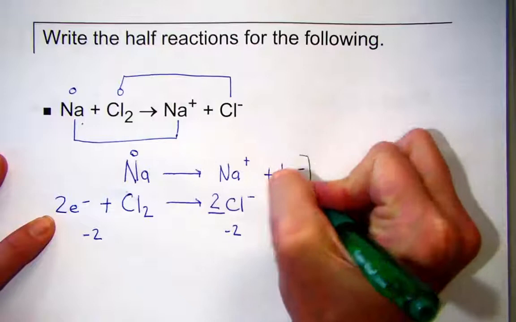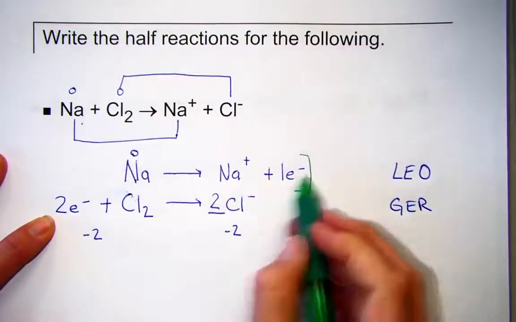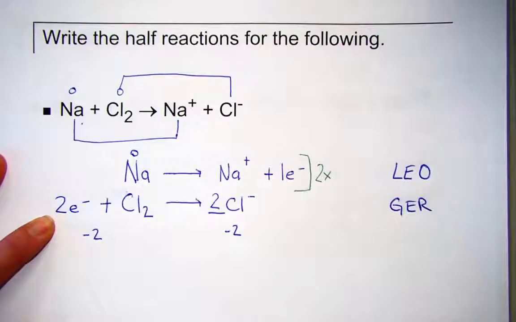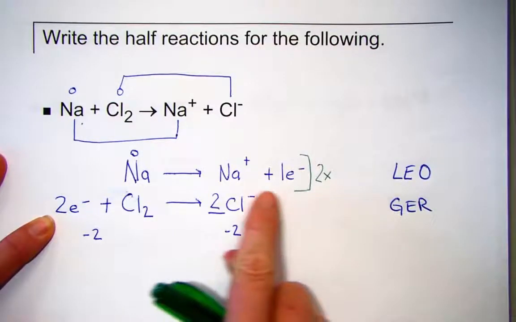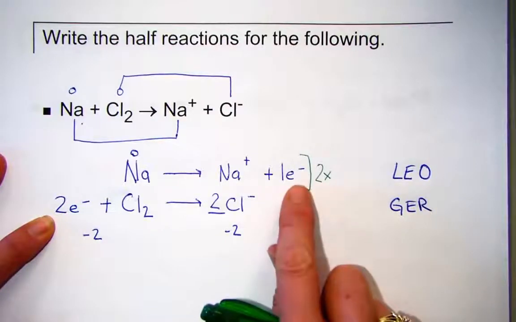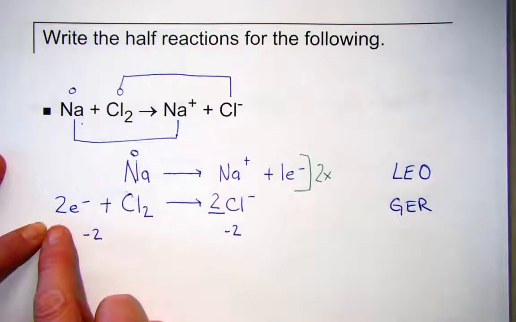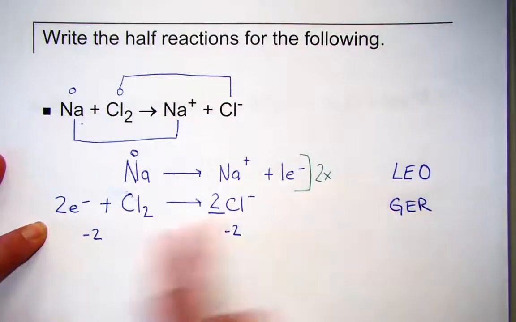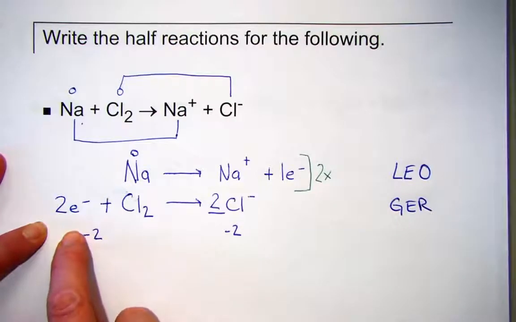We have to make them the same by distributing. So in the first half reaction, if chlorine here needs to gain 2, we've got to go back and double that first half reaction. In other words, we have to distribute a 2 through that first half reaction so that I change the number of electrons lost to match the number of electrons gained down below. Leo must equal Gur. Electrons lost equal electrons gained.